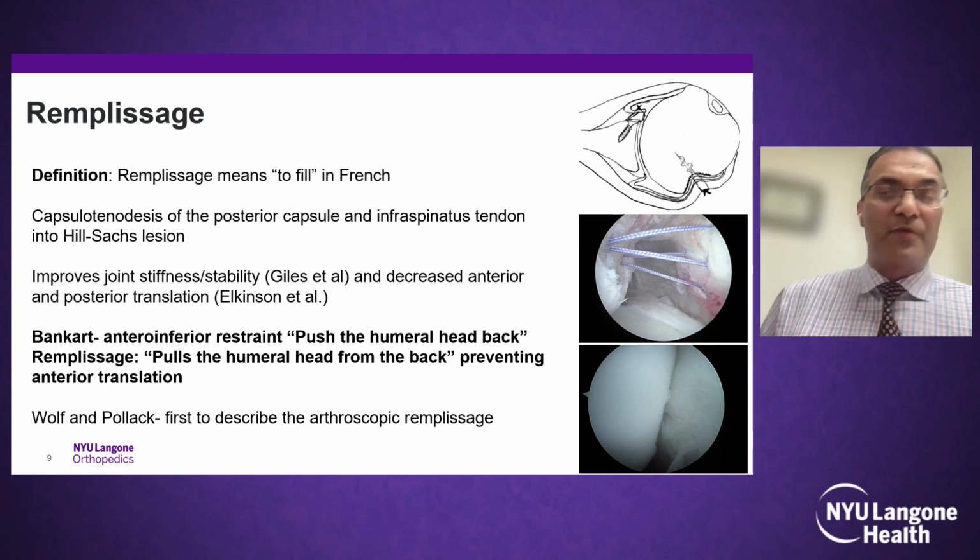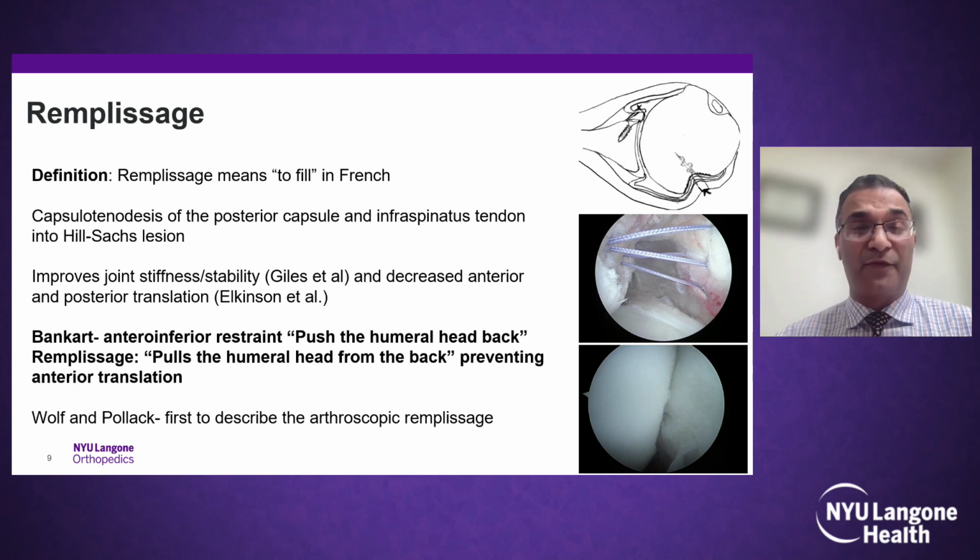Like Dr. Yao mentioned, remplissage means to fill in French. So it is basically a capsulotenodesis. And what are we doing? We are basically taking the posterior capsule and the infraspinatus tendon and filling it into the Hill-Sachs lesion, as shown in these figures to the far right. Now, studies have shown improved joint stiffness and stability and decreased translation with remplissage compared to arthroscopic Bankart repair alone.